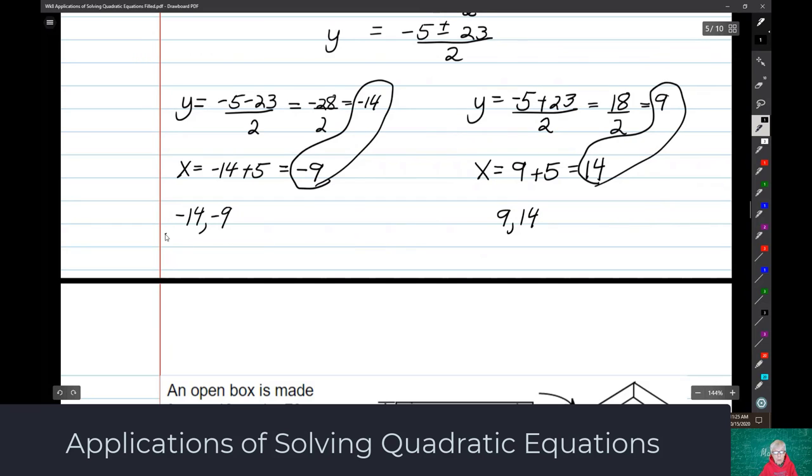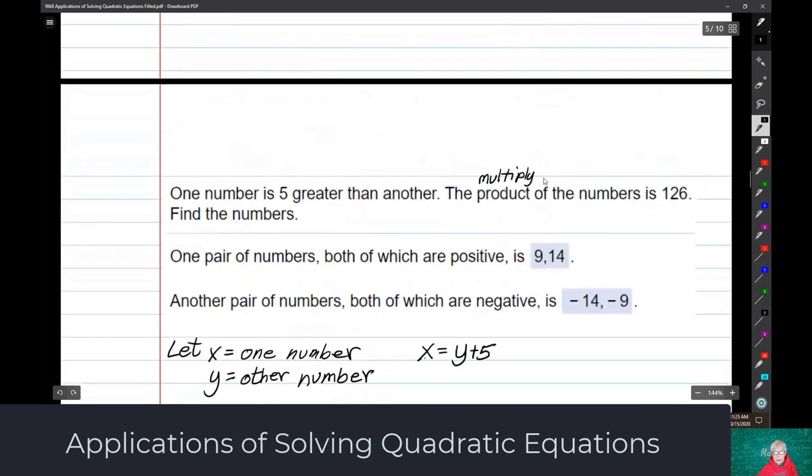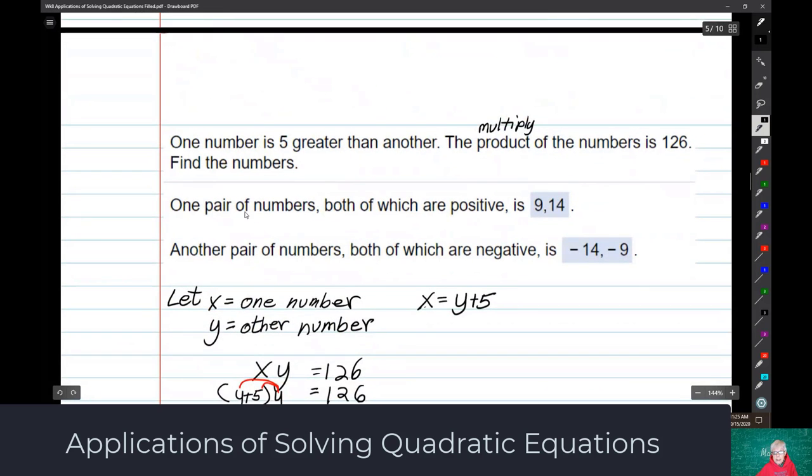So here you've got one set of answers, and here you've got another set of answers, and which set of answers you use is dependent. You have to read this, one pair of numbers, both of which are positive. So you're going to pick the positive numbers. Another pair of numbers, both of which are negative. There you go. Again, because you're talking about numbers, and numbers can be positive or negative.